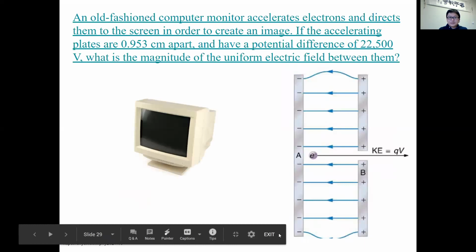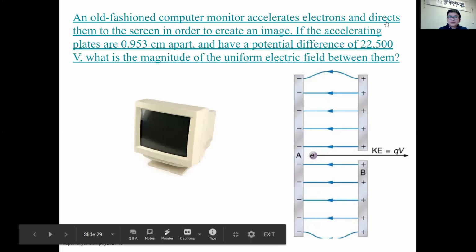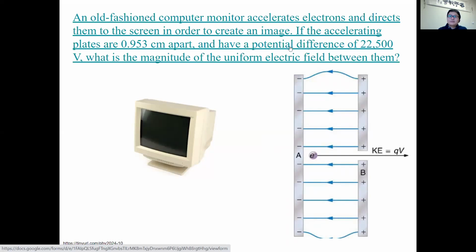Let's take a look at this example here. I guess not many of you have seen this monitor, but this is a very old-fashioned computer monitor. It accelerates electrons and then directs them to the screen in order to create the image. That's how it works. It says the accelerating plates are separated by 0.953 centimeters and have a potential difference of 22,500 volts. What's the magnitude of the uniform electric field between them? So it tells you V from A to B and the distance. What will be the electric field? You can give it a try.